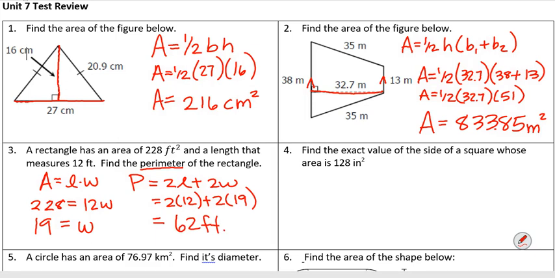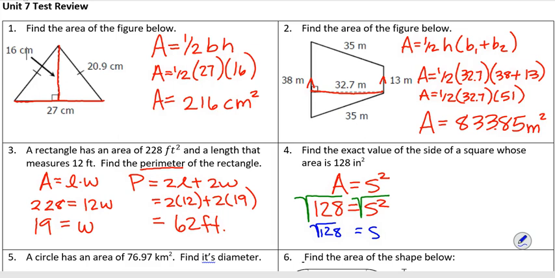So for number 4, find the exact value of the side of a square whose area is 128 inches squared. So again, we need to know our formula for the area of a square. That's area is equal to side squared. So we're going to put this area here, 128 is equal to side squared. We're solving for a side, so that means we're going to take the square root of both sides. So we're going to take the square root of the s squared, and we're going to take the square root of the 128. When we do that, we get s here, and we get the square root of 128 here.